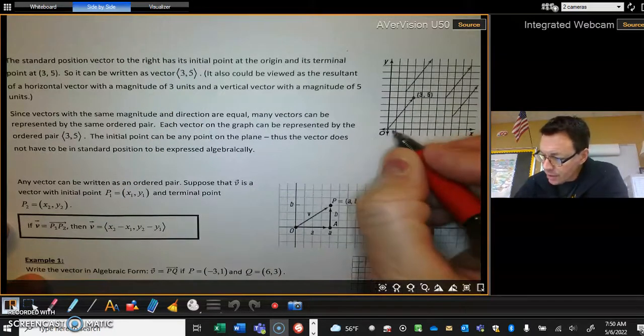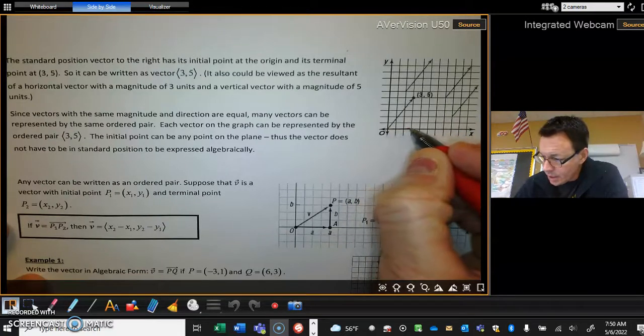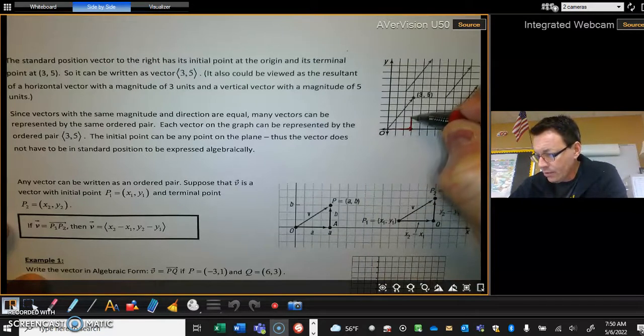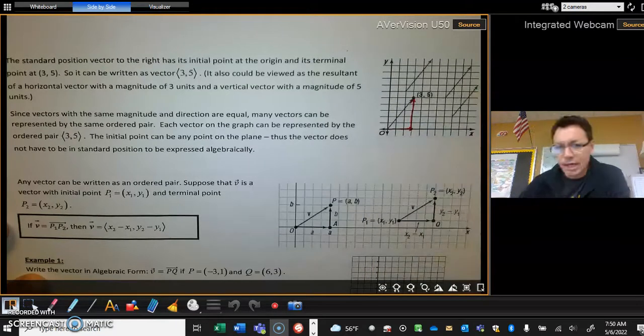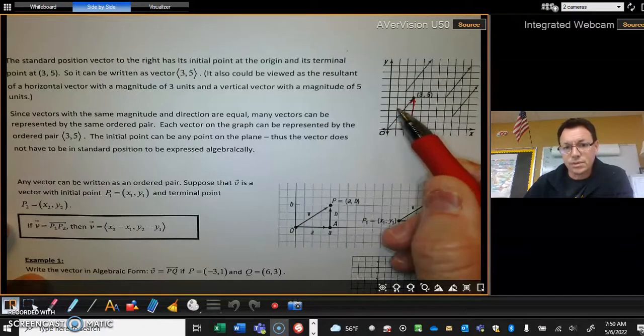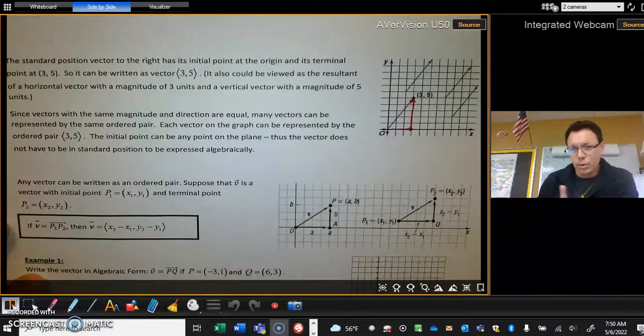You could also think of this as the result. Okay, this is something we did yesterday. If you had a vector that was traveling just 3 that way, and you had another vector that was traveling just up, this is the resultant of those two forces. This vector plus this vector equals this vector. That's going to be important in a minute.